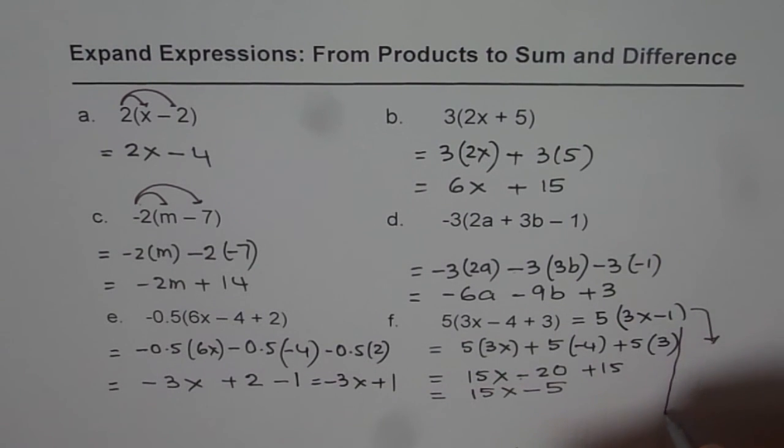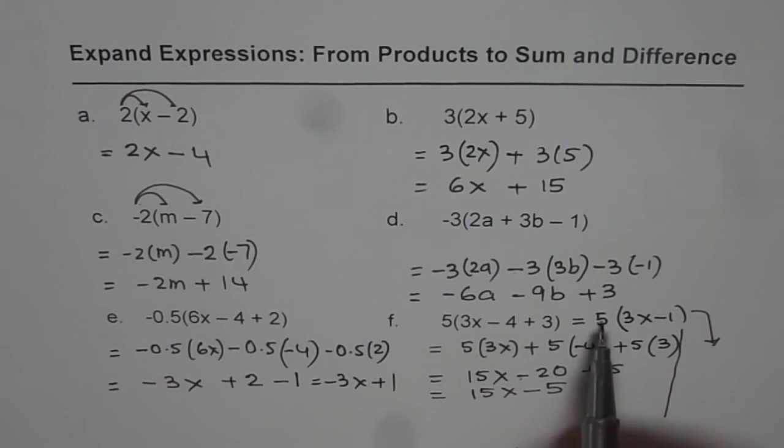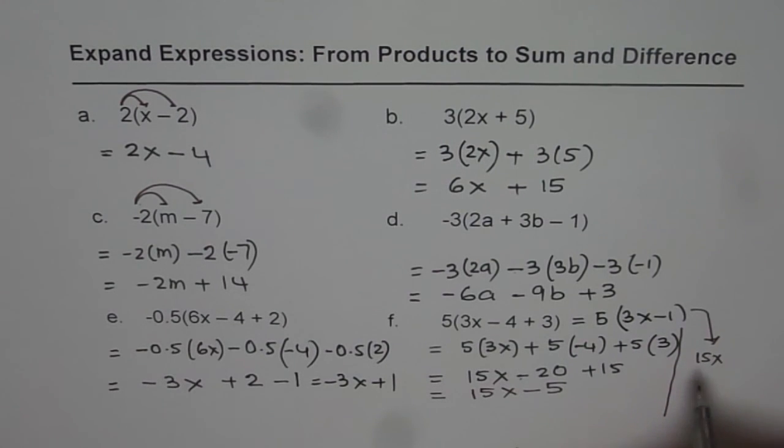If you had first simplified, then also you would get the same answer. 5 times 3x is 15x, and 5 times minus 1 is minus 5. So either way you get the same answer. This is the preferred method: first simplify the terms inside the bracket and then expand.